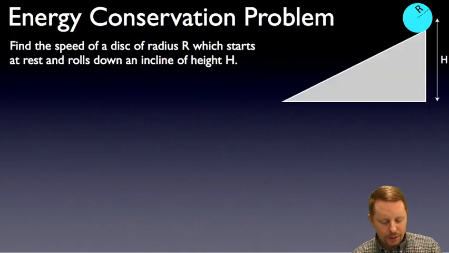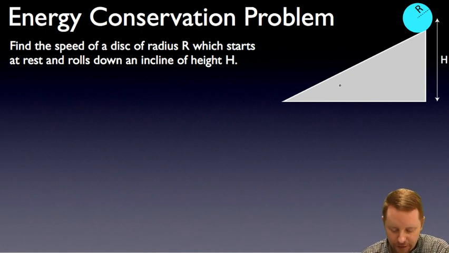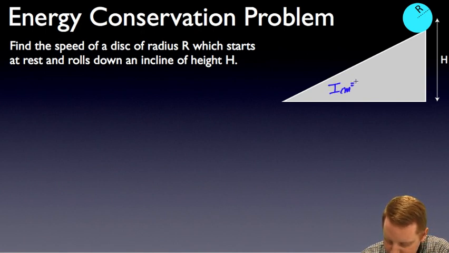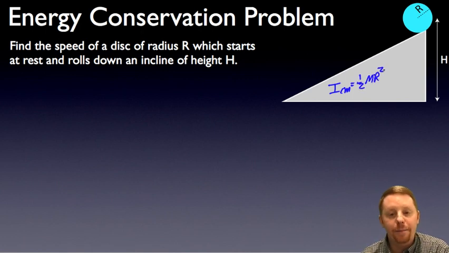If we have a problem where we want to find the speed of a disk of radius r, which starts at rest and rolls down an incline of height h, how are we going to do that? Well, as we begin this, one of the things that I can tell already is probably going to be useful to know is that the moment of inertia of our disk is 1/2 mr squared. You can look it up, probably should have that memorized by now, or you can derive it if you'd like, going back to our moment of inertia presentation. But I bet that's going to come in useful.